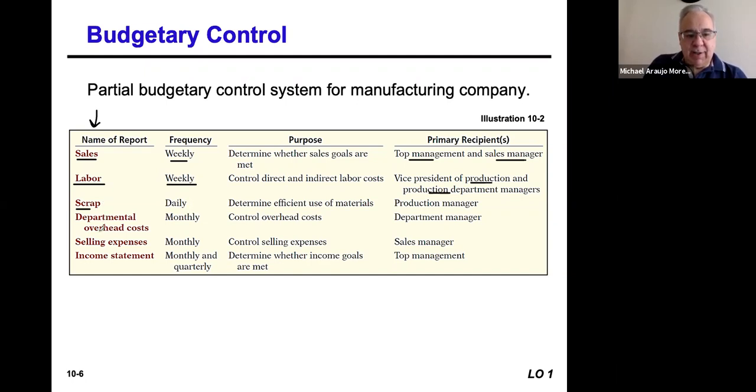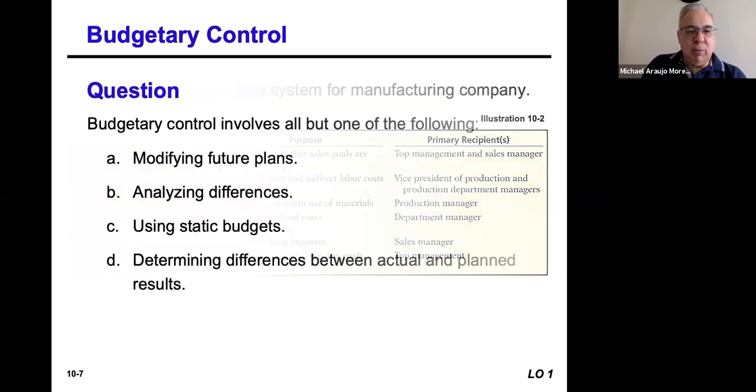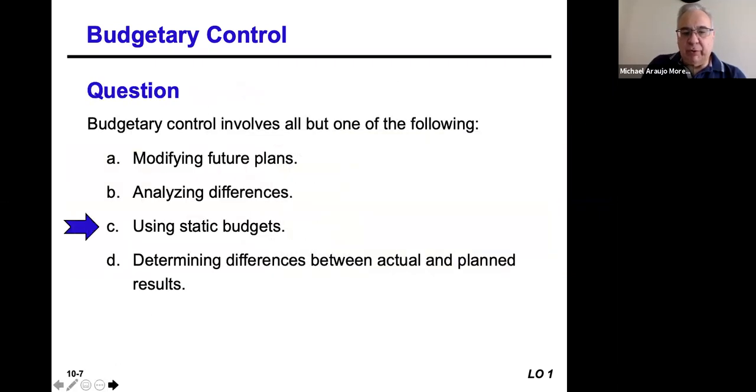Department overhead costs, selling expenses, your income statements are certainly going to be looked at monthly at the very least. And of course, your income statement is looked at monthly, quarterly, and then at the end of the year. So it's very important to know what those are.